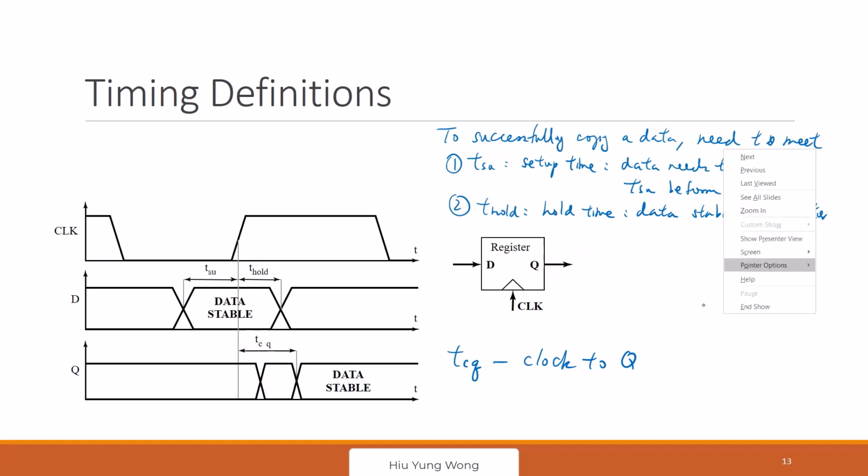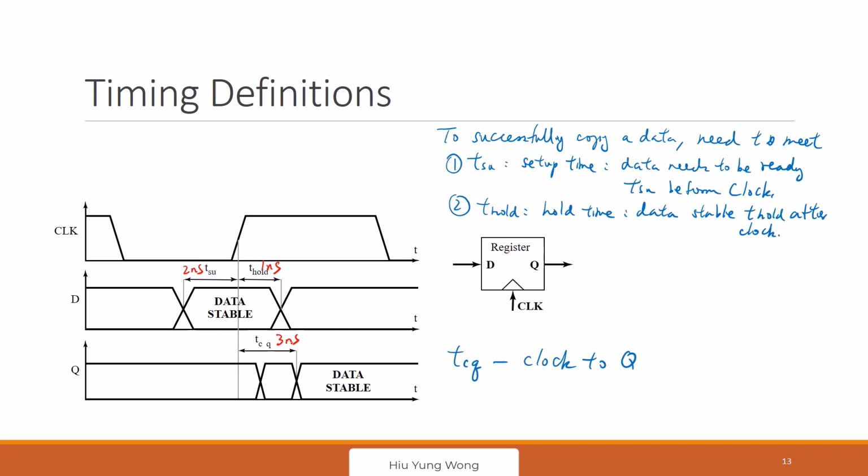The best is to give some examples in numbers, right? For example, this one can be 2 nanoseconds, and this can be 1 nanosecond, and let's say this is 3 nanoseconds. Let's say I give you a chip. We say the setup time needs to be 2 nanoseconds, the hold time is 1 nanosecond, and the TCQ is 3 nanoseconds, right? So what does it mean?